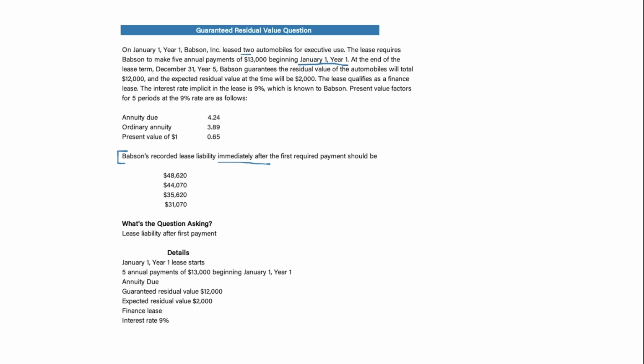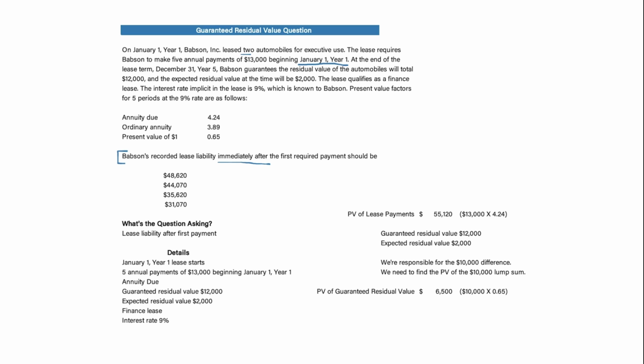At the end of the lease term, December 31st, year 5, Babson guarantees the residual value of the automobiles will total $12,000, and the expected residual value at the time will be $2,000. What this means is that they expect the vehicle to be worth $2,000, but Babson, the lessee, guarantees that it must be worth at least $12,000. This means that Babson is required to pay this extra $10,000 to the lessor. So the $10,000 is the undiscounted amount. It's a lump sum at the end of the lease.